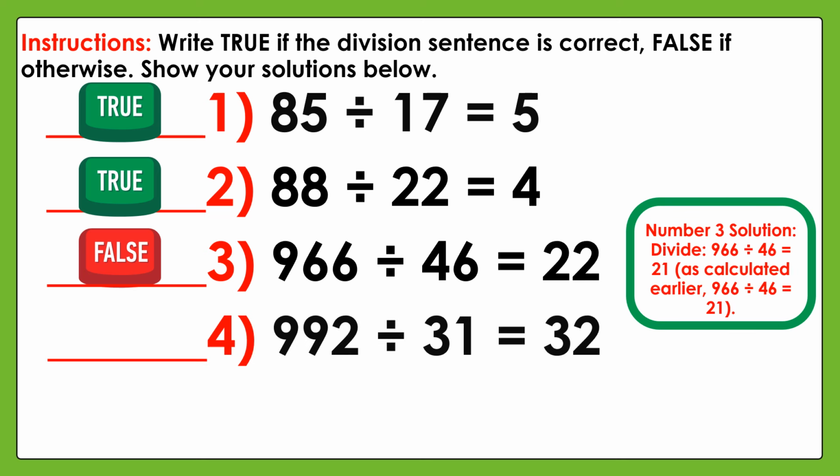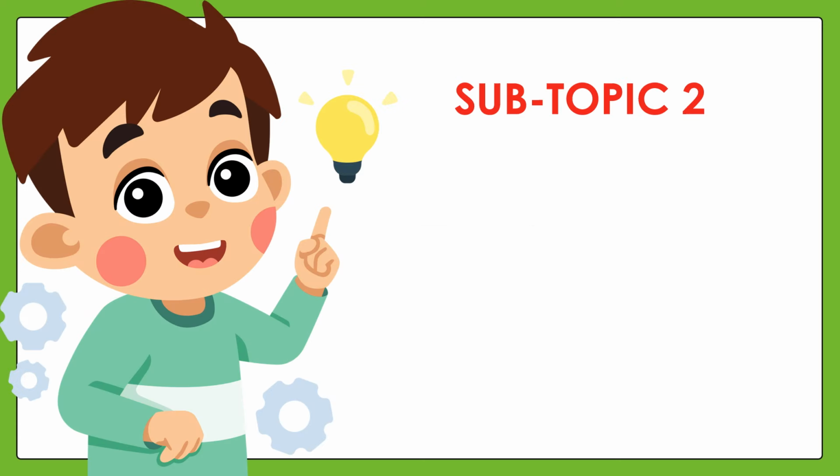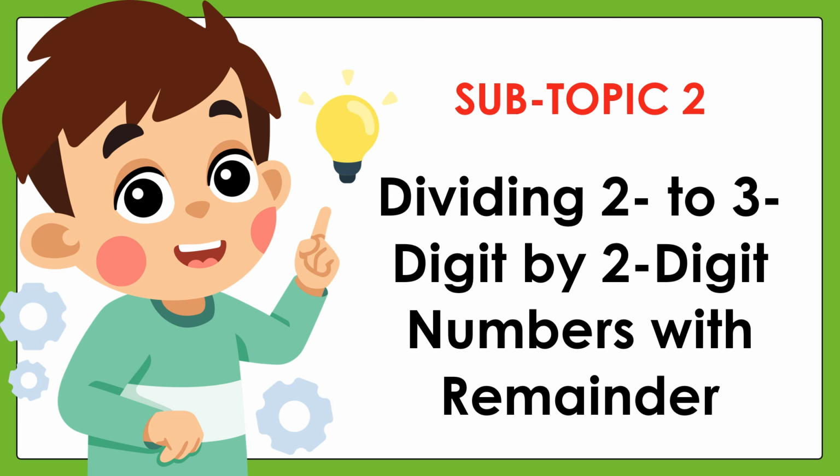Number 4, 922 divided by 32 is equal to... true. Number 5, 632 divided by 79 is equal to 8. The answer is true. Let's now go on with our second topic about dividing 2 to 3-digit numbers by 2-digit numbers with remainder.